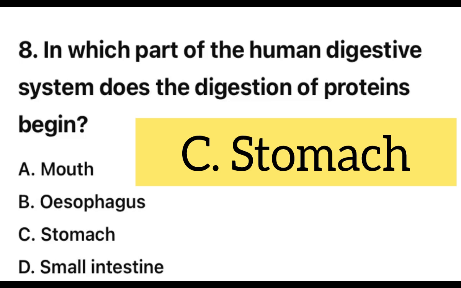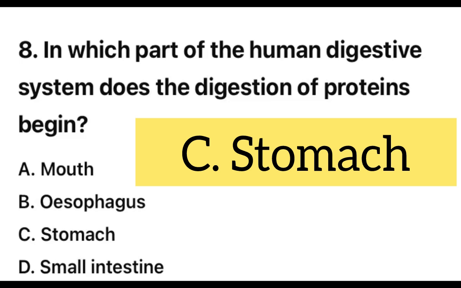The reason being that protein digestion starts in the stomach, not the mouth. The stomach secretes hydrochloric acid, HCl. It provides the acidic environment. Pepsinogen, an inactive enzyme, is activated to pepsin in the presence of HCl. Pepsin now breaks down long protein chains into smaller peptides. Protein digestion is completed in the small intestine.